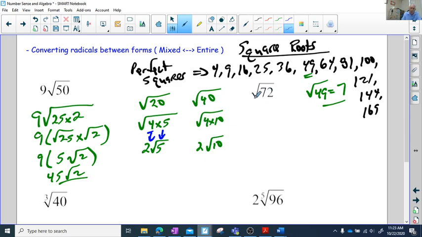Okay, let's go over to 72. Now 72, the biggest possible perfect square that goes into 72 is 36.